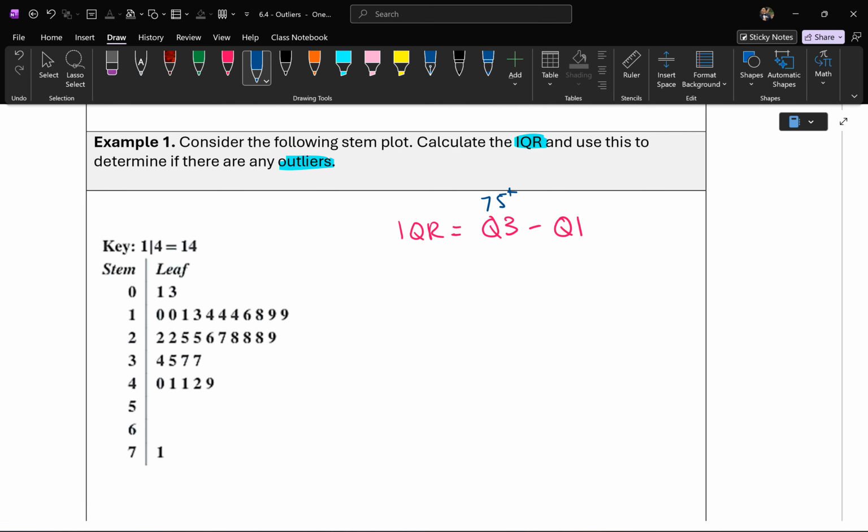Good. So it's the 75th position. So you need to find the 75th position minus, what's Q1? Let's go with Mitchell. 25. Very good. So you need to find the 75th and 25th position. Subtract them from each other. Now to find the 75th and 25th, you need to find the middle first. Okay, so how do you find the middle?